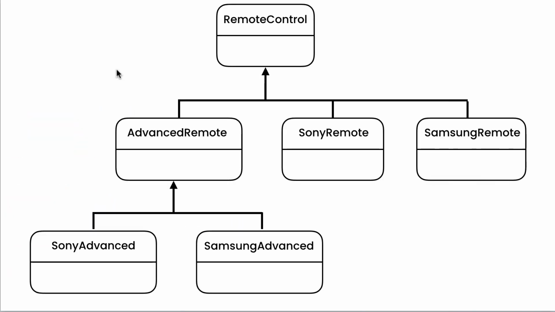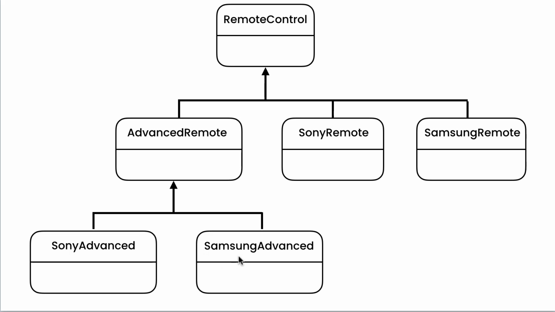All right, here's our current structure. We have this fairly complex hierarchy. At the top, we have our remote control class. Below this, we have 3 classes: the advanced remote control, as well as 2 implementations for Sony and Samsung. And we have the same structure under this advanced remote control. We have 1 implementation for Sony and another for Samsung.